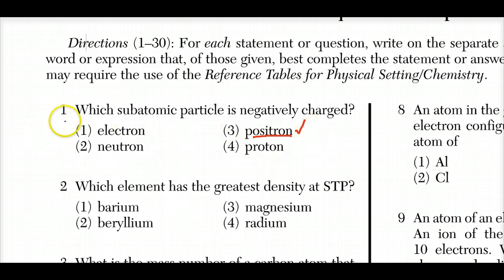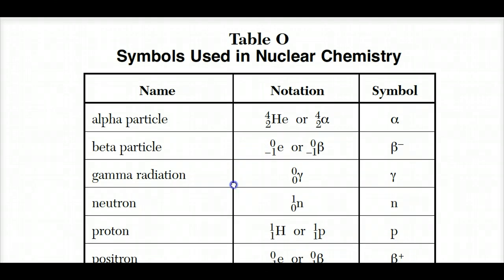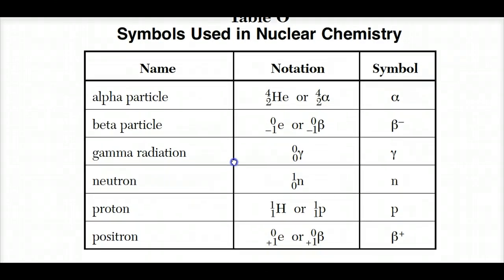Now, if you don't know your particles, Table O is your friend here. So if you got this wrong, let's gander on to Table O. And here is Table O. Some of your chemistry teachers might have used this only in nuclear chemistry, but I find it very useful when we deal with particles, whether we're in nuclear chemistry or not.